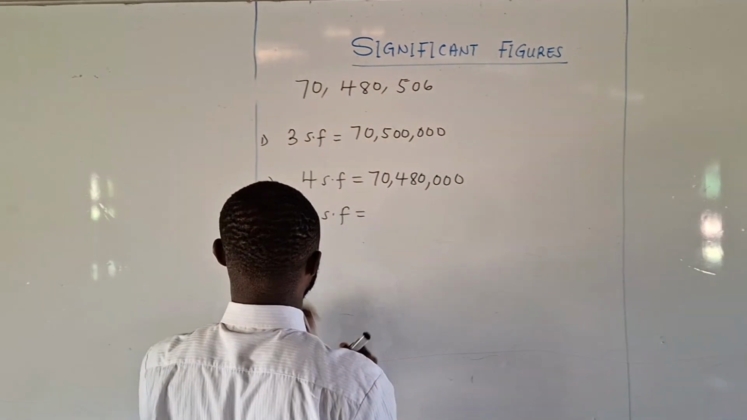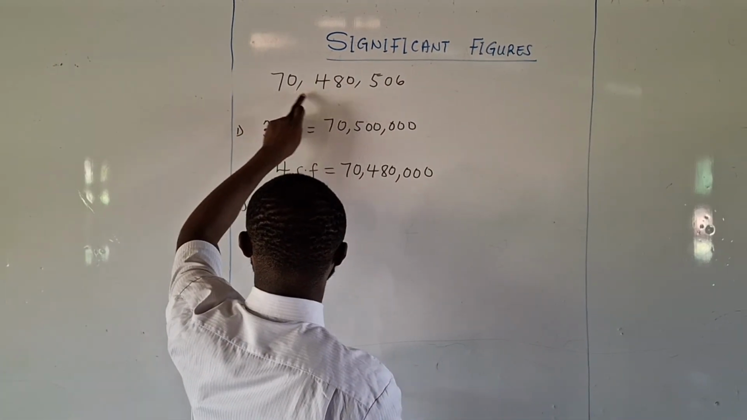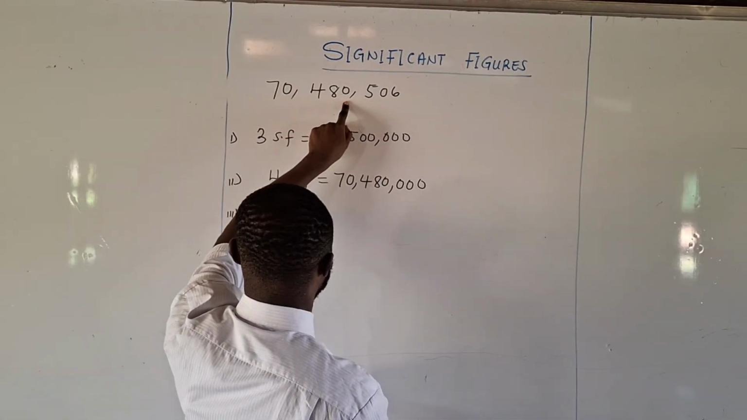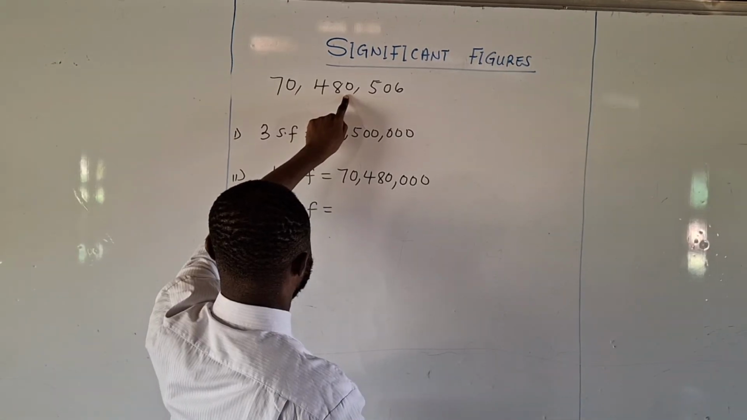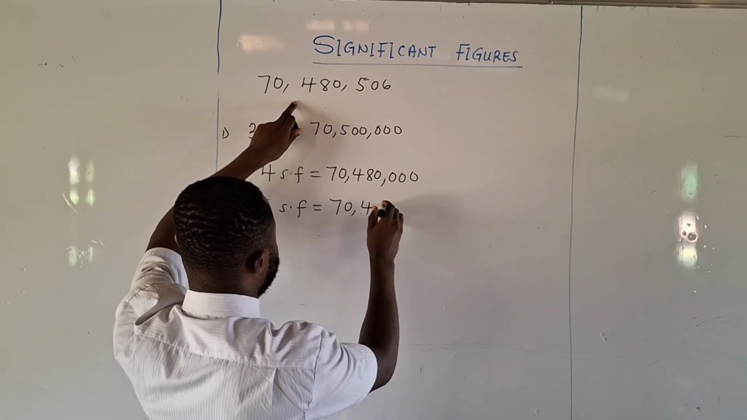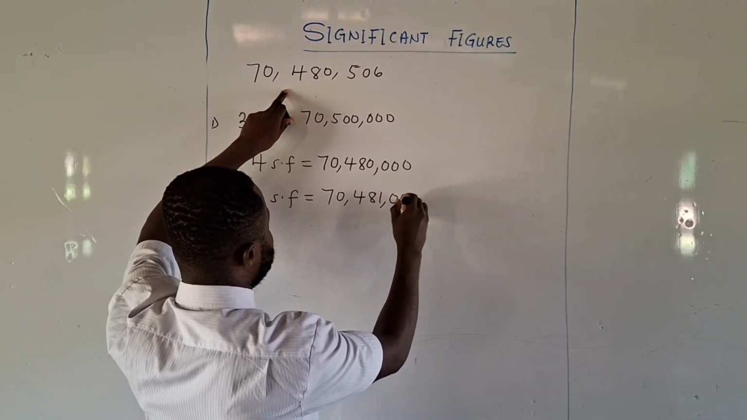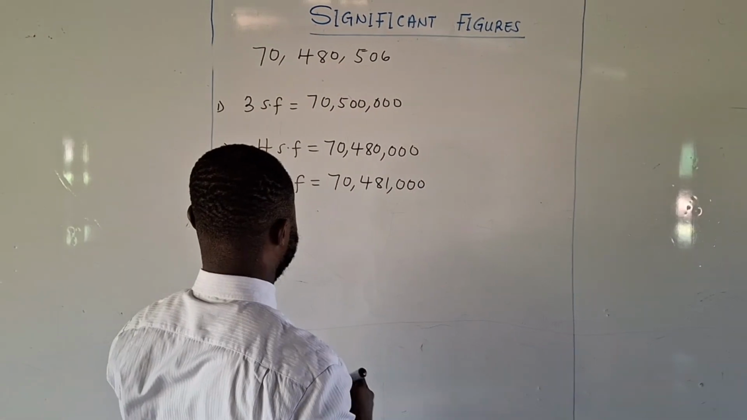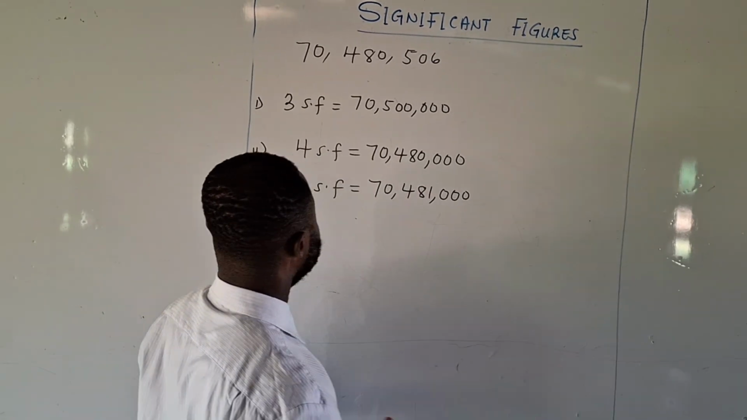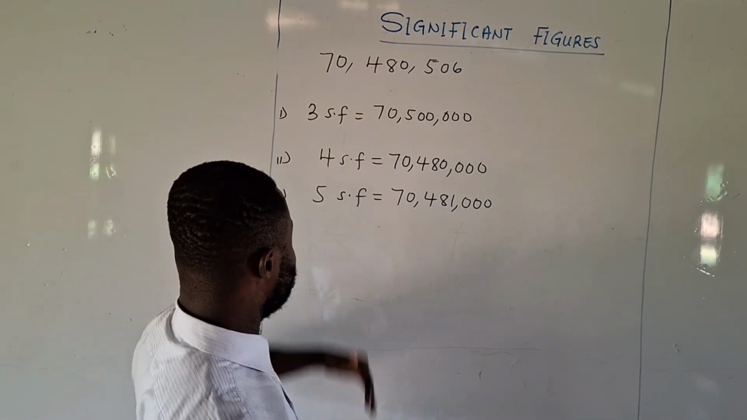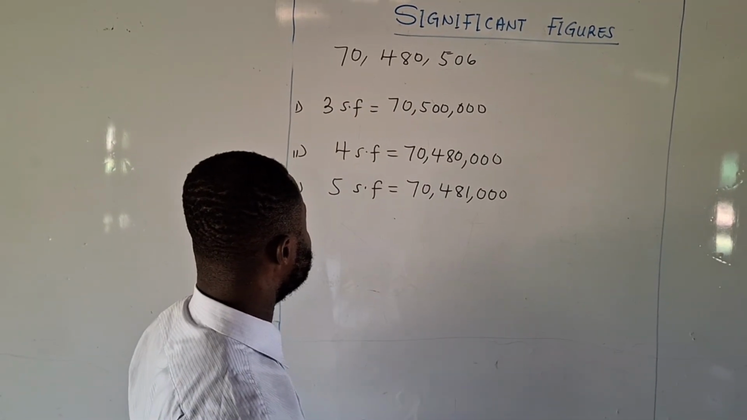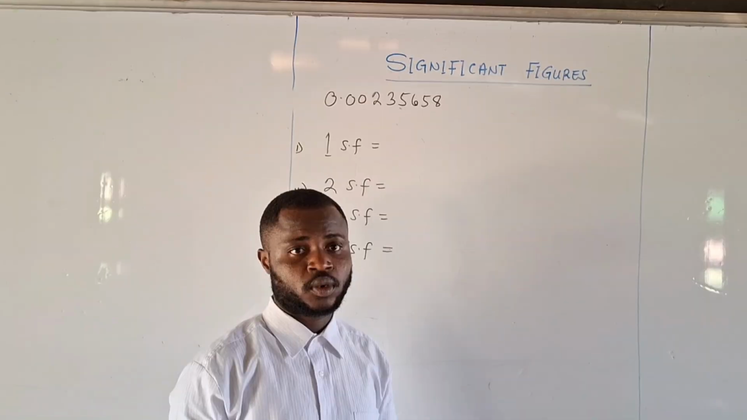5 significant figures. So we have the first, the second, third, fourth, fifth. We're supposed to end on the 0, but 5 is a roundable number, so we add 1 to the 0, making it 1. So we have 7, 0, 4, 8, 1, 0, 0, 0. So 5 significant figures. So this brings us to how we can express a number in significant figures for whole numbers.